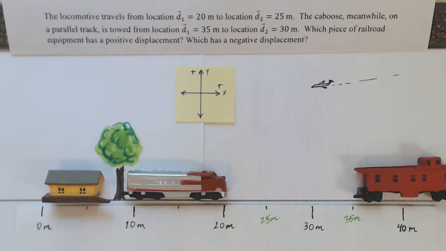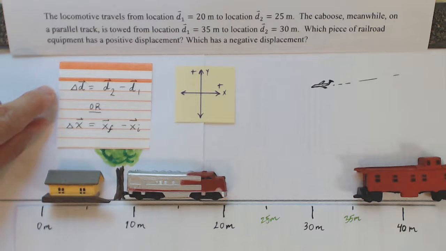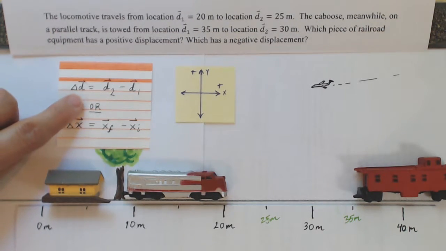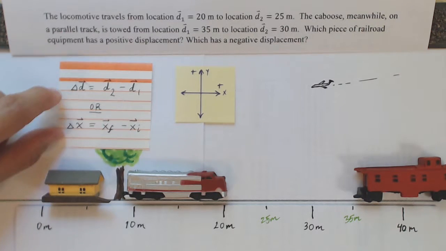Well, to analyze this situation, we first need an equation that helps us calculate the change in position, its displacement. We're using D to indicate position, and we know that it's a vector value, so the change in position or the displacement we'll say is position 2 minus position 1.